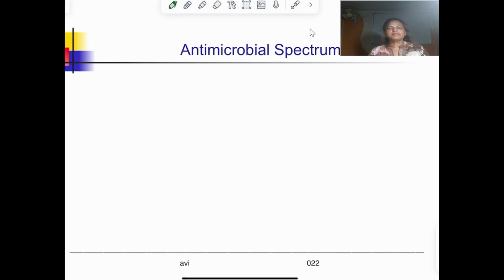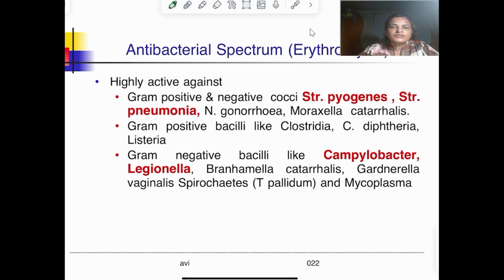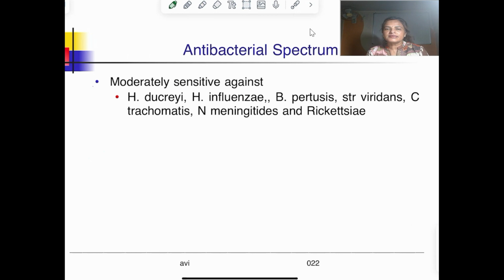Now next one is the antimicrobial spectrum. This is where students usually find a problem: how to memorize this antimicrobial spectrum, because of what most books write. I will show you in the next diagram. In most books, erythromycin's antibacterial spectrum is given as: highly active against gram positive cocci, Streptococcus pyogenes, pneumoniae, Neisseria gonorrhoeae, Moraxella, then gram positive bacilli, then gram negative bacilli like Campylobacter, Legionella, Bordetella, Gardnerella vaginalis, spirochetes and Mycoplasma, and moderately sensitive against.